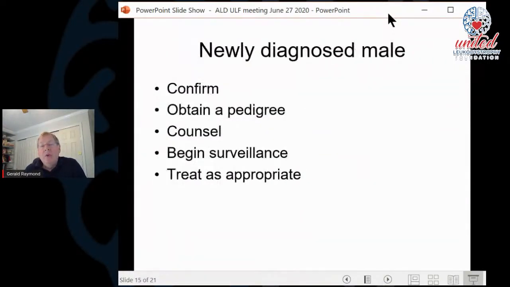Once we have a newborn who is confirmed to have X-linked adrenal leukodystrophy, it's important that you confirm it. We also obtain what's referred to as a pedigree or a family history. We're going to talk to you about what that diagnosis means for your newborn, and then begin surveillance and then intervene and treat as appropriate.